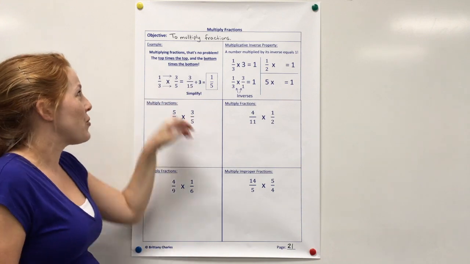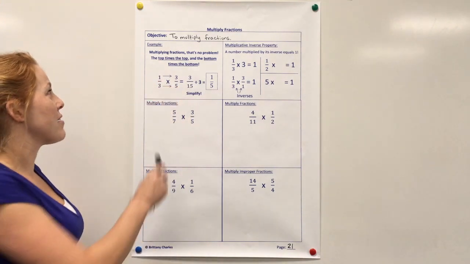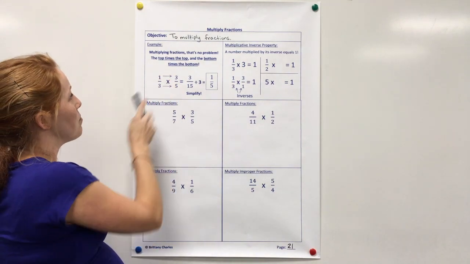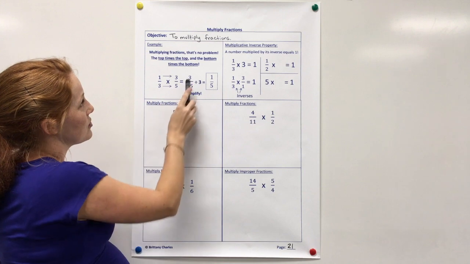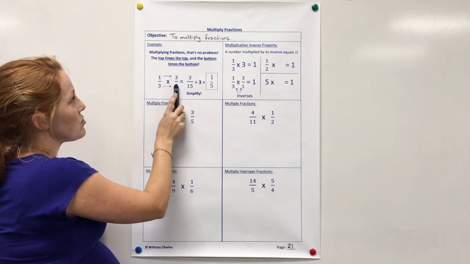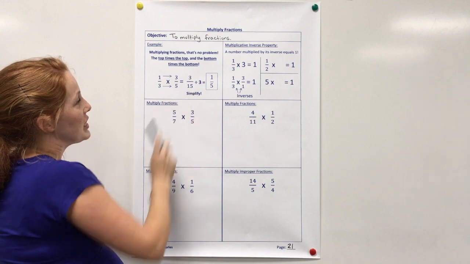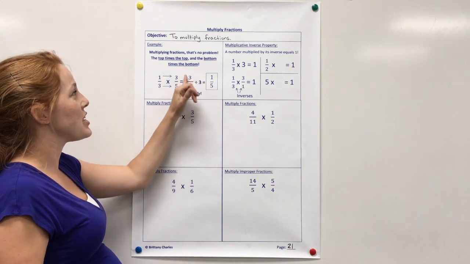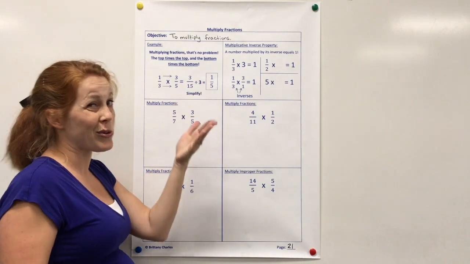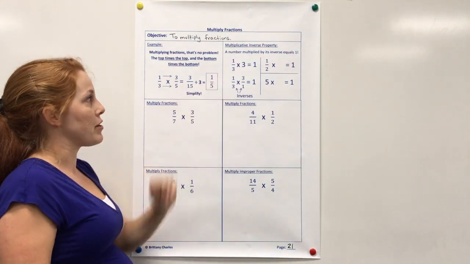Okay, so if you see right here, we have 1/3 times 3/5. So all I did was multiply my numerators. 1 times 3 is 3. I multiplied the denominators. 3 times 5 is 15. And my answer is 3/15. And now I just put it in simplest form. So I reduced by 3 or 3/3 to get 1/5.